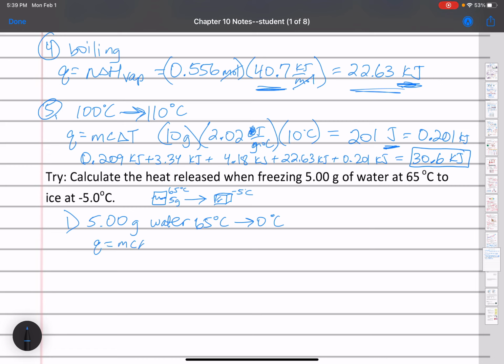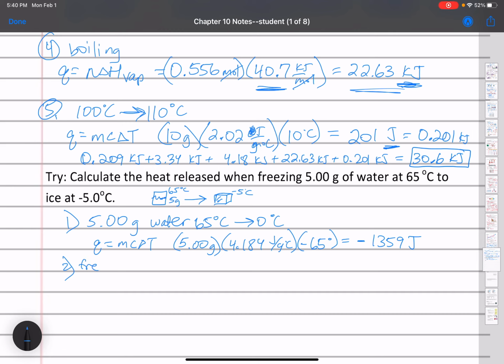Q equals mcΔT. So we have 5 grams times the specific heat of water, 4.184 joules per gram degrees Celsius, times our change in temperature here, which is -65. And so this is going to release, since it's exothermic, we get a negative value here, -1359 joules. All right, which just means it releases 1,359 joules of heat.